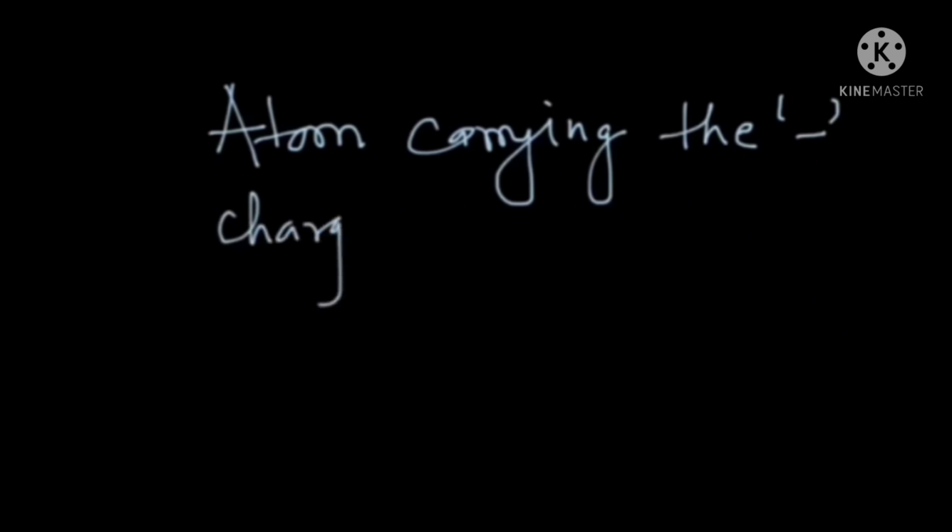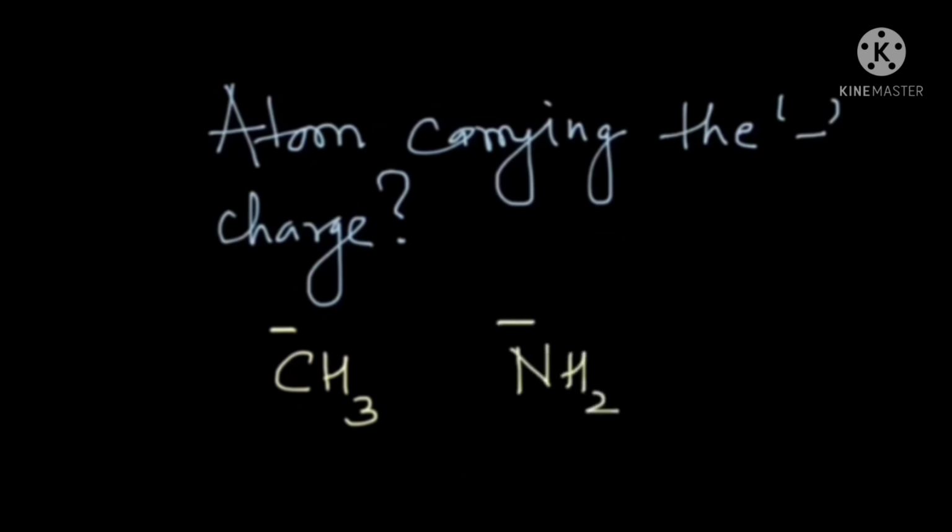Here we are talking about the bases first, and then we will talk about the acids later on. Let's see how we use this factor. If I take CH3 minus, then the negative charge is on a carbon atom, and in an NH2 minus group the negative charge is on a nitrogen atom.